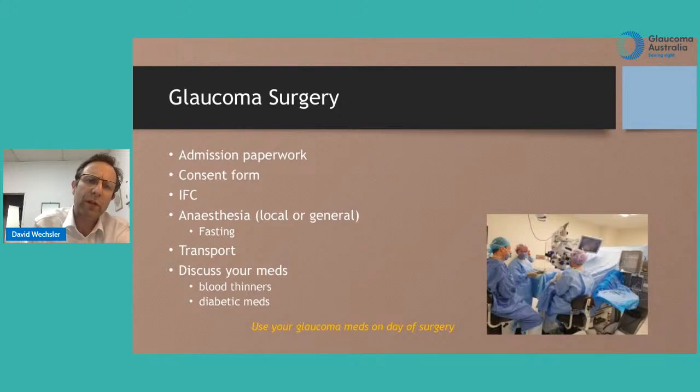For people who have diabetes and are on diabetic medications, that also needs to be discussed ahead of time, as when you're fasting, you may need to alter what medications you take. Now, as a general rule, and this applies for the laser as well, you should use your glaucoma medications on the day of surgery as well, unless otherwise told.